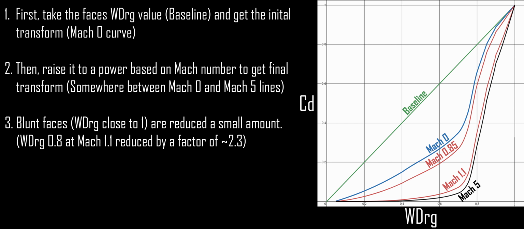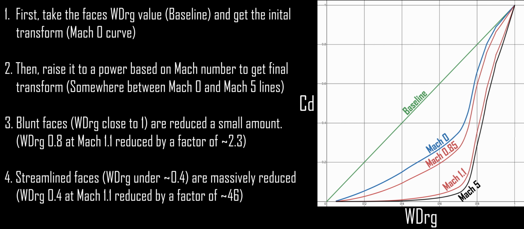As you can see, blunt faces with a weight drag close to 1 are only reduced by a small amount, whereas streamlined faces with a weight drag under about 0.4 are massively reduced by factors of up to and over 100.